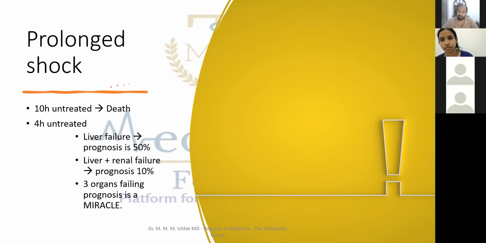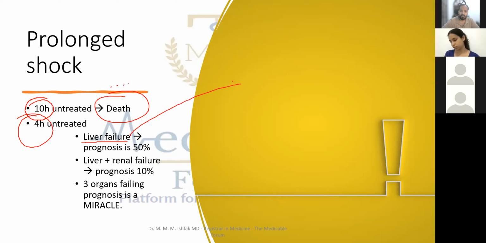But the thing is, compensated shock can easily progress into decompensated and profound shock. And once it goes to that, then there is no coming back. So, according to statistics, if you leave prolonged shock 10 hours untreated, death is inevitable. 4 hours untreated, they might go into liver failure. Now, how do you find out liver failure?